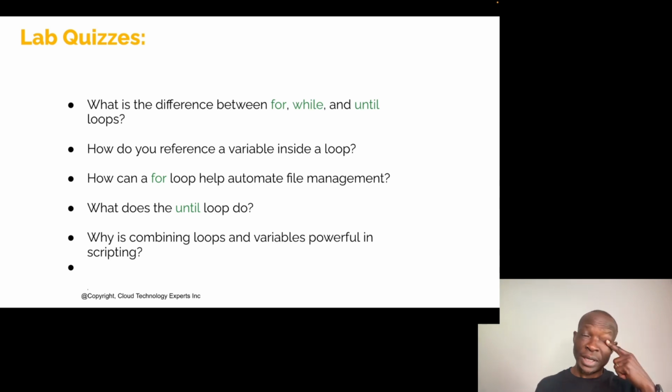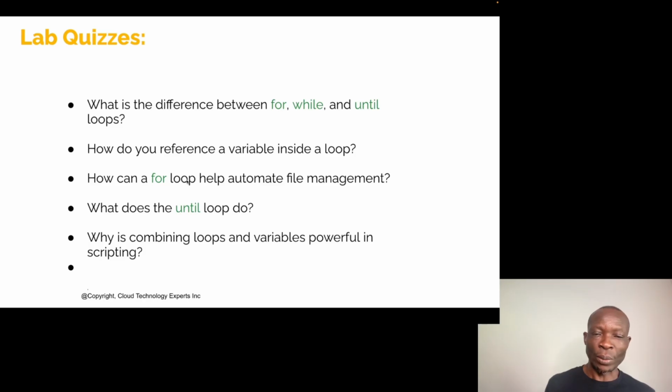Okay, before we proceed, here are some quizzes for you which you can answer. So what is the difference between a for, a while, and until loops? Again, if you go back to the videos, you should be able to explain the differences between them. Okay, how do you reference a variable inside a loop? We talked about that in the last video and also in this video.